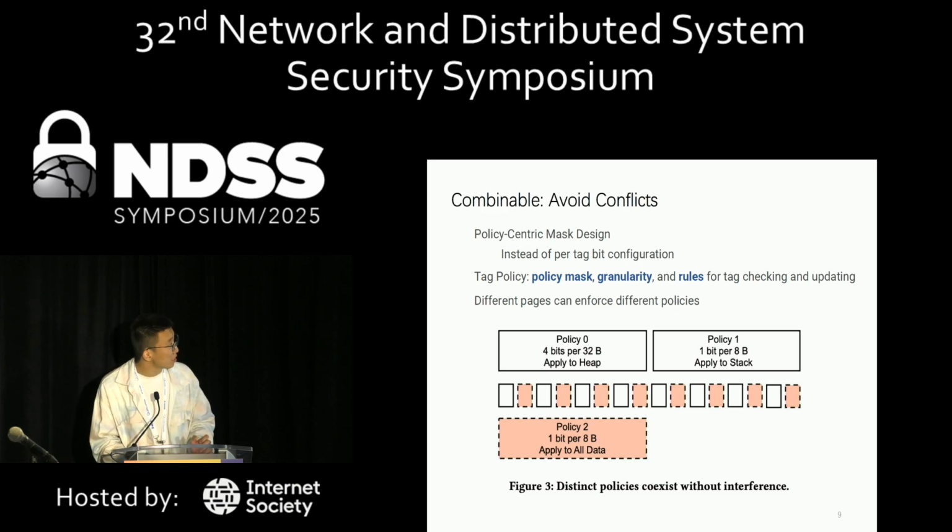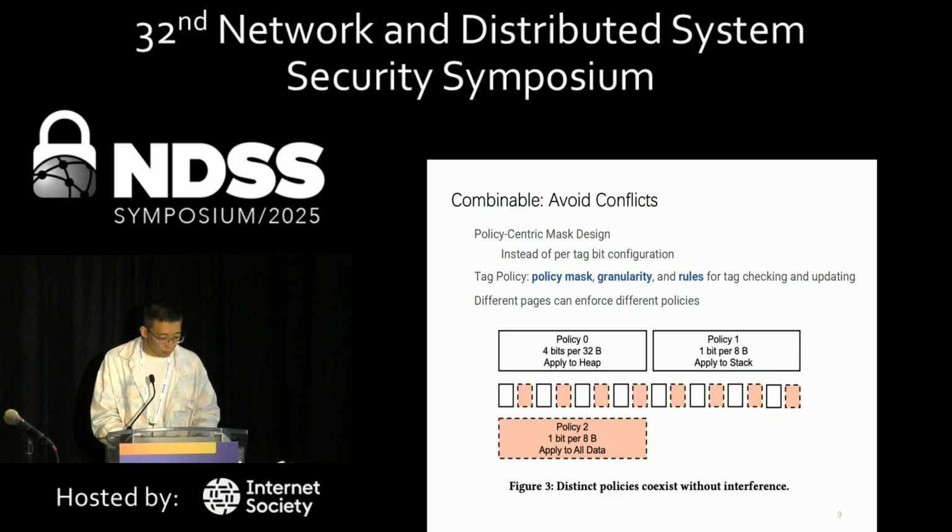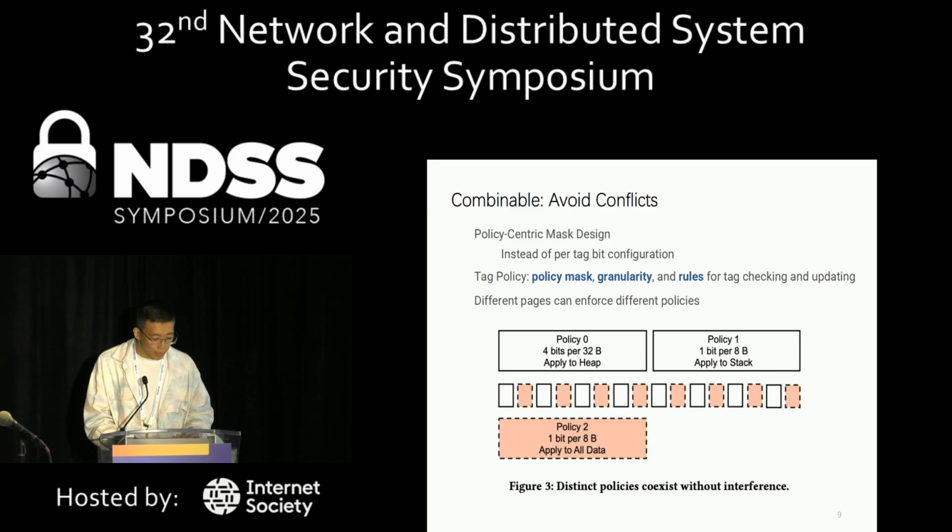Next, how is it combinable? Rather than configuring each tag bit separately, we introduce a policy-centric mask design. In CCTAG, each policy is defined by a policy mask, its granularity, and rules for tag checking and updating. The policy mask is used to specify a subset of all tag bits within a cache line. In addition, each memory page can selectively apply different policies.